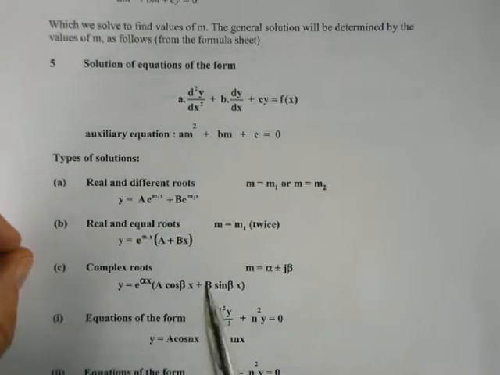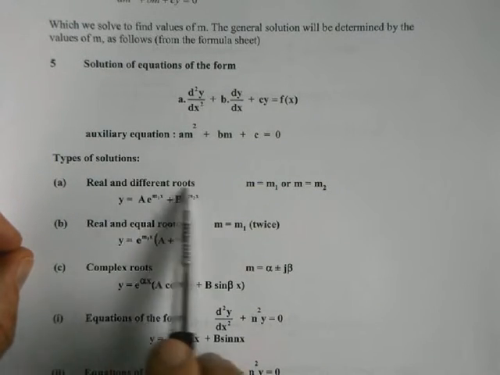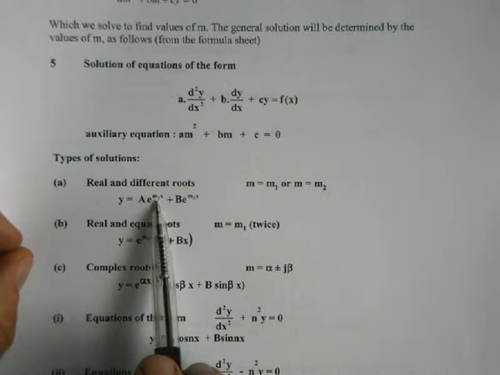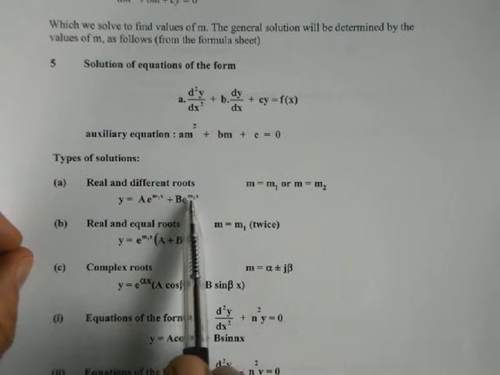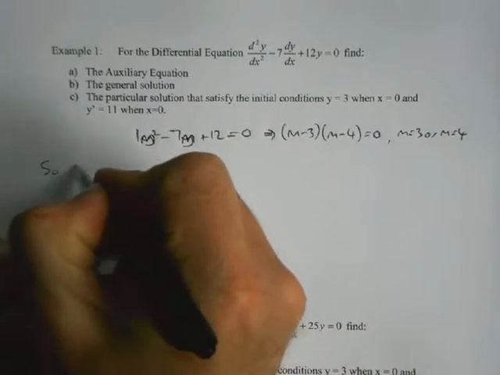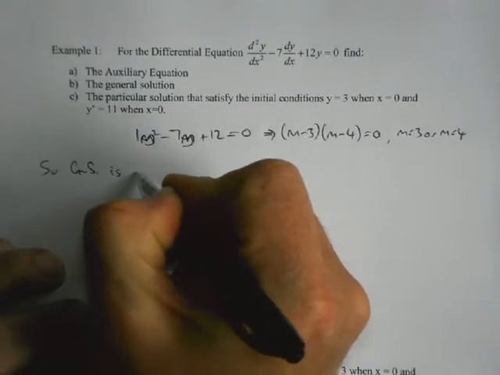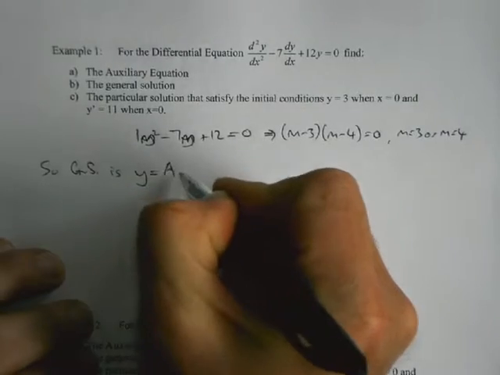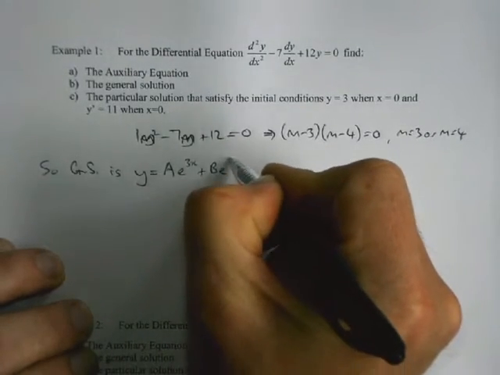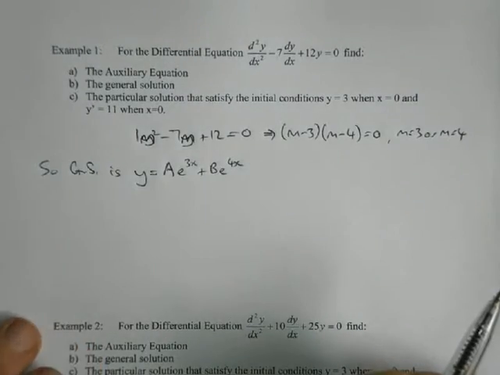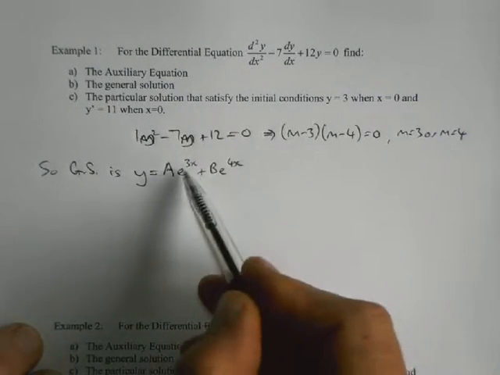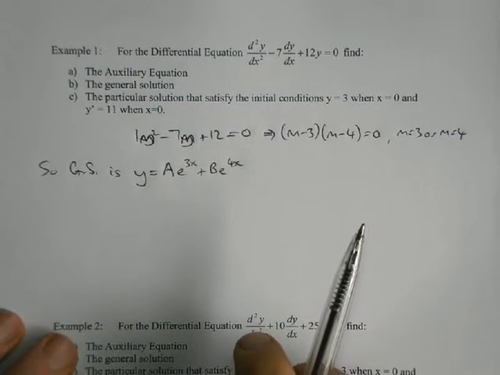So our general solution is going to be of this form here. Okay, so y equals A lots of e to the first solution times x plus B times e to the second solution times x. So in this case, the general solution is y equals A e to the 3x plus B e to the 4x. And it doesn't really matter which ones the 3 and the 4 go, because when you work out values of A and B, it'll come out with the right one.